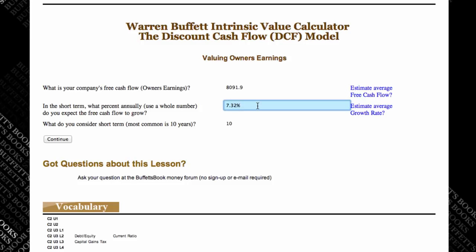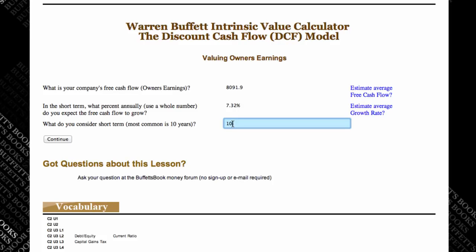Here is our expected growth rate for the owner's earnings. So you can use that number. That's the tools there for you to manipulate the number to figure out what you think is a conservative estimate. If you have numbers that are kind of sporadic, you might want to pick the ones that are the lowest to give you a very conservative estimate of what you think the value of the company is ultimately. So the next input that we have is, what do you consider short term?